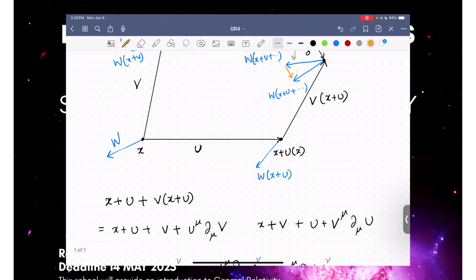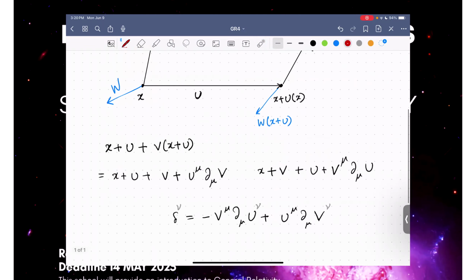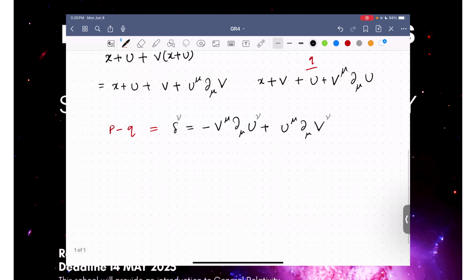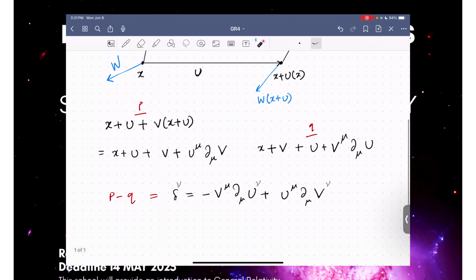For future reference, let me give some names to the points. Maybe I can say this is P, this is Q. So this was P, this was Q. And this was P minus Q. Okay. So far, so good. Now let's see what we get by doing the parallel transport. So first of all, we're going to expand these using Taylor series.